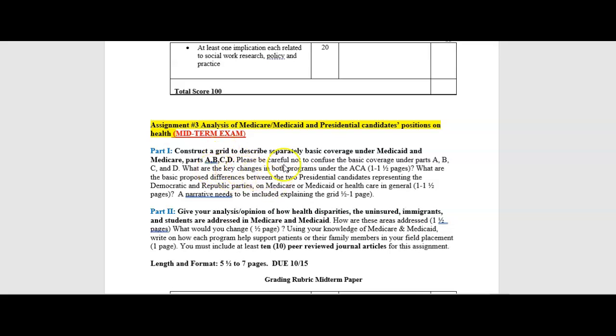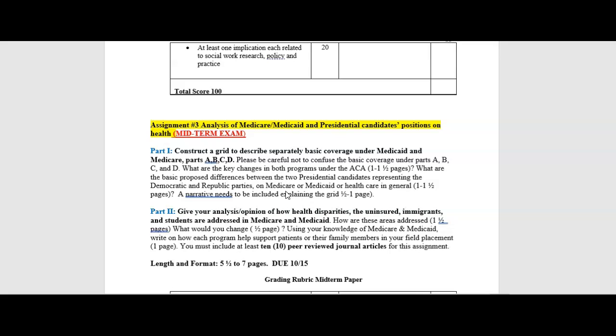Talk about what the key changes are in both programs under the Affordable Care Act. What are the basic proposed differences between two presidential candidates representing the Democratic and Republican parties on Medicare or Medicaid, or health care in general, okay? So here in this part of the paper, I want you to just identify two presidential candidates and their views on Medicare and Medicaid. Please, let's use the upcoming presidential election.